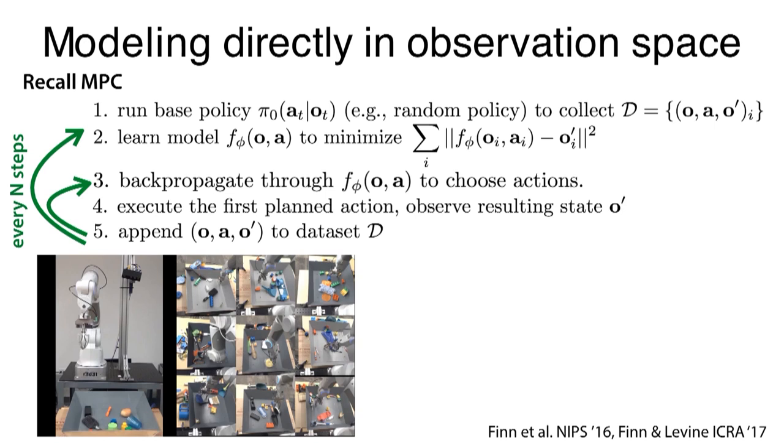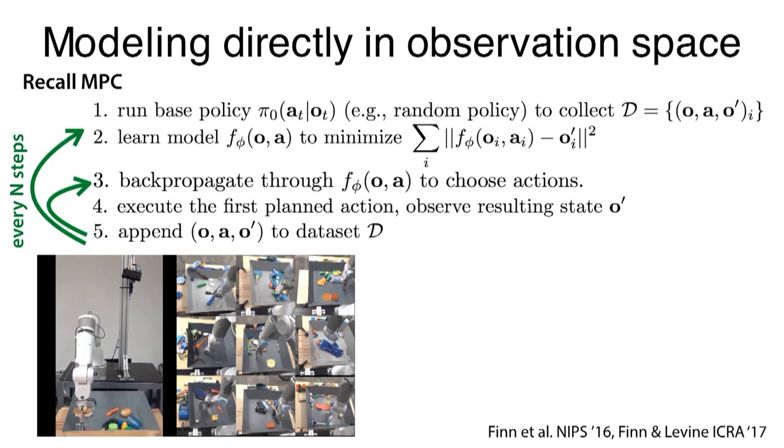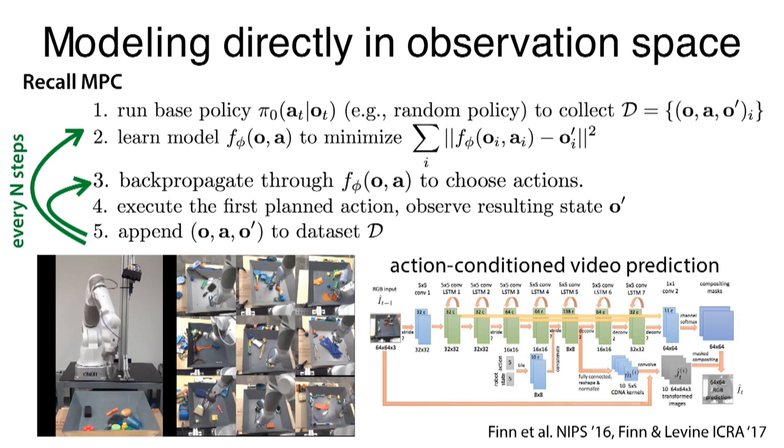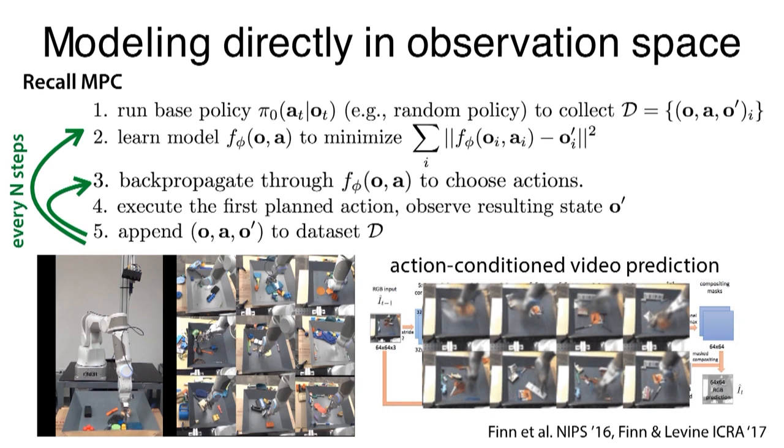So here, for example, you can collect data. This is a paper from NIPS 2016 and ICRA 2017. We collected data on a collection of robot arms. Here's some of the data that we collected. We then trained an action-conditioned video prediction model that predicts, given the current image and a future sequence of actions, what the future video is going to look like. So it's a kind of visual imagination of the future. These are some of the sorts of predictions that you can get from a video prediction model like this.